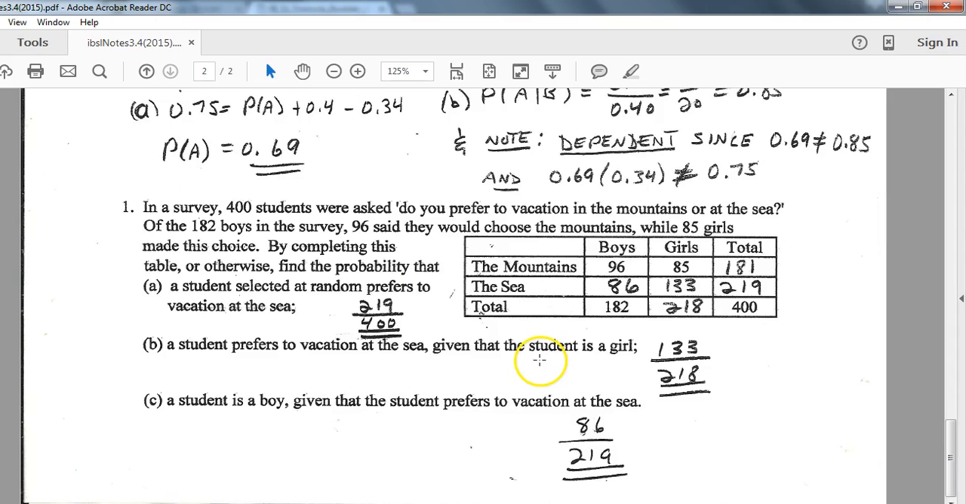And on top, use the and statement. Vacation and girl. So if I look for those cases, vacation at C and a girl. So right here, those are the cases where both statements are true at the same time. Vacation at C and a girl. And that's what goes on top. One more case right here. Given that they vacation at C, again, here's my given of vacationing at C of 219. So the top is the and statement. Boy and C. So if I look for that case right here, these are the 86 that were boys and vacation at C. And that's what goes on top.